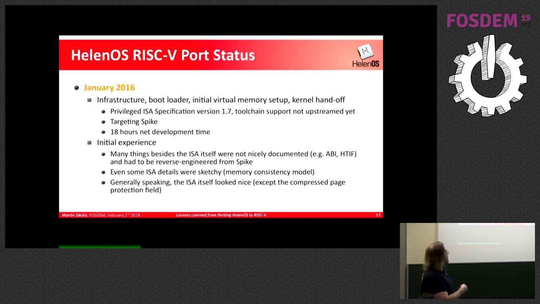Some other details were still sketchy, like the memory consistency model at that time. But generally speaking, the architecture, from my experience with other architectures, looked nice, maybe except the strange compressed page protection fields. If you still remember from that version of the privileged ISA, there weren't individual fields in the page table entries for user read, kernel read, or supervisor read, write, and execute. But there was this strange combined compressed field. I mean, why not? It just slightly complicated our macros for that. Our abstraction was fit to it, but it was just strange.